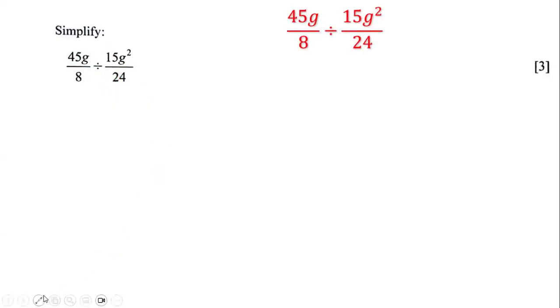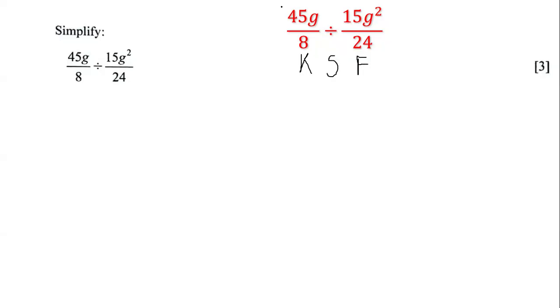Now, whenever you're dividing two fractions, notice that we're going to use this rule. So we're going to use this rule to help us to divide these two fractions. And the rule is the following: KSF. Keep, switch, and flip.